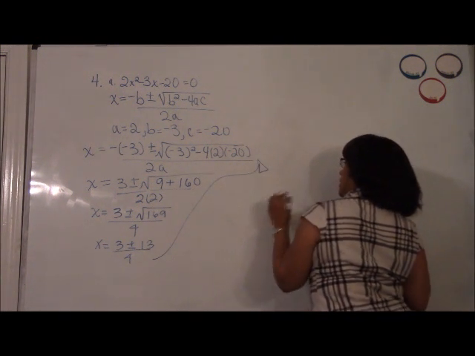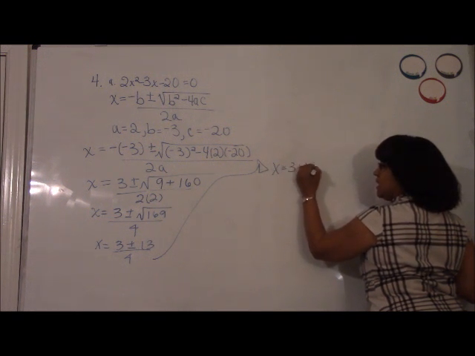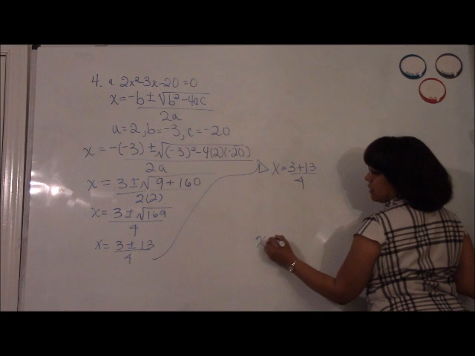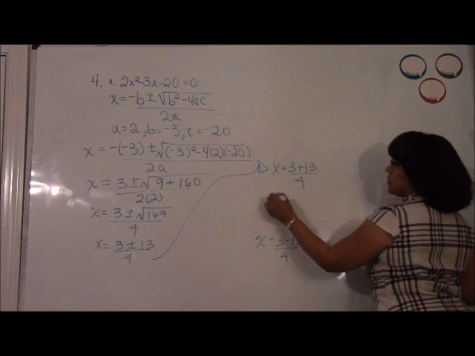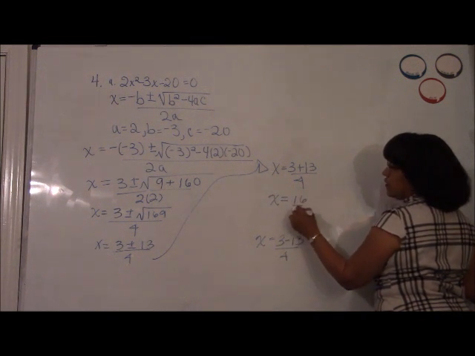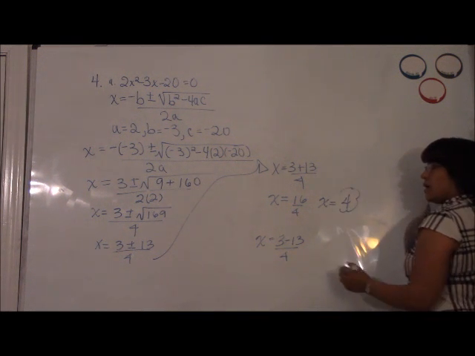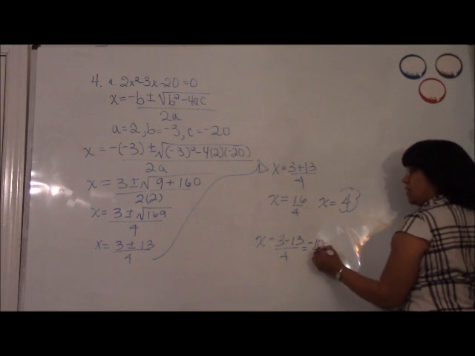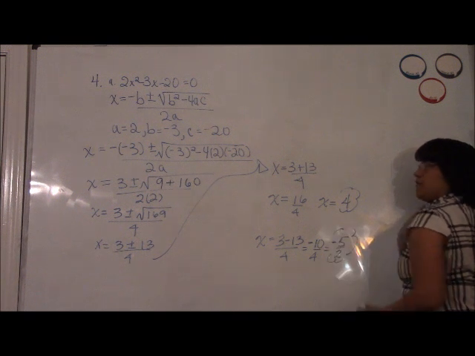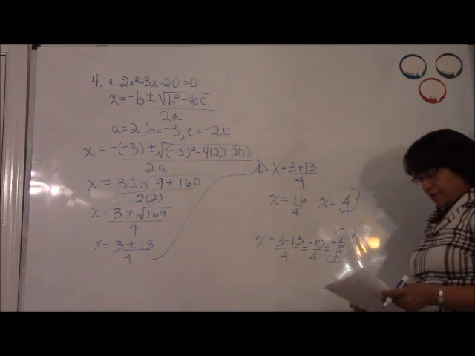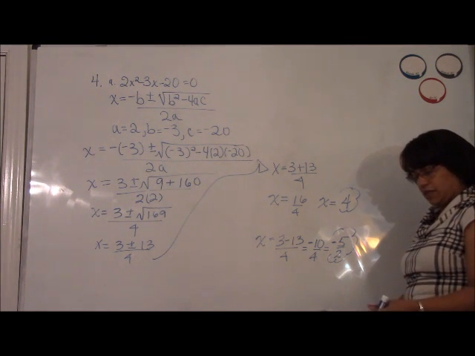Now you work on your two cases. We have x equals 3 plus 13 divided by 4, and we have x equals 3 minus 13 divided by 4. Well, that's equal to 16 divided by 4. So one of our answers will be x equals 4. And this is equal to negative 10 divided by 4. And so your other answer is x is equal to negative 5/2. And that's number 4. So we're going to take a little break, and then you're going to flip over to the back of your paper and see if you get those answers correct as well.